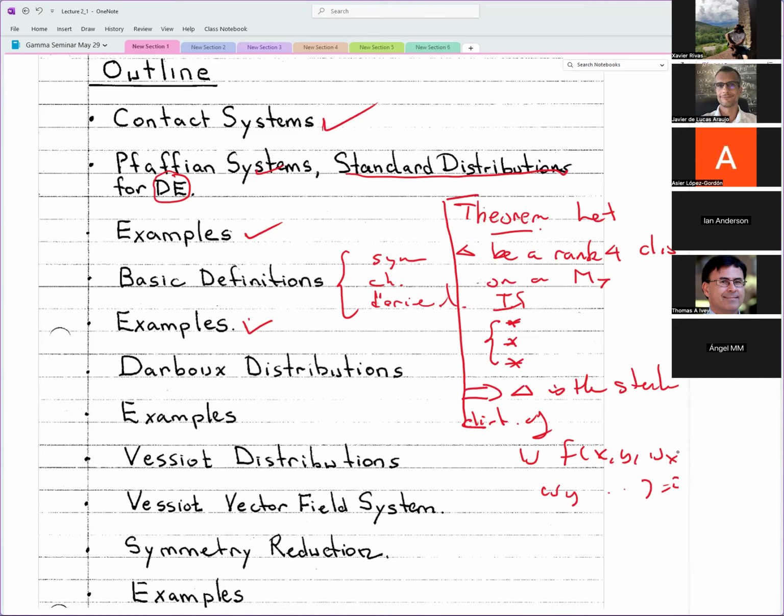We talked about Darboux distributions and gave a bunch of examples. We talked about our Vessiot distributions, V hat and V check, and we'll review these again in an example. This is where we're going to start off today, with these Vessiot vector field systems, or these group actions. Same Vessiot group actions, same thing.